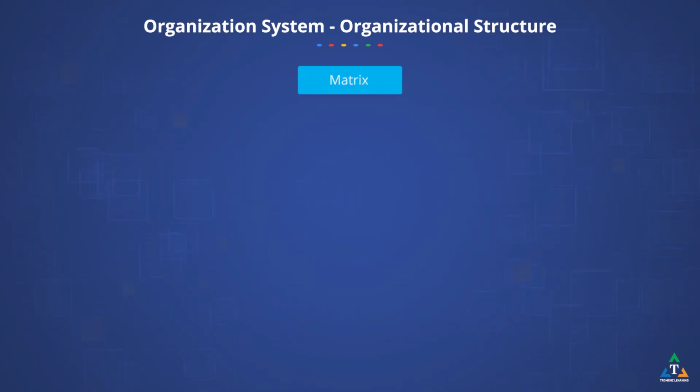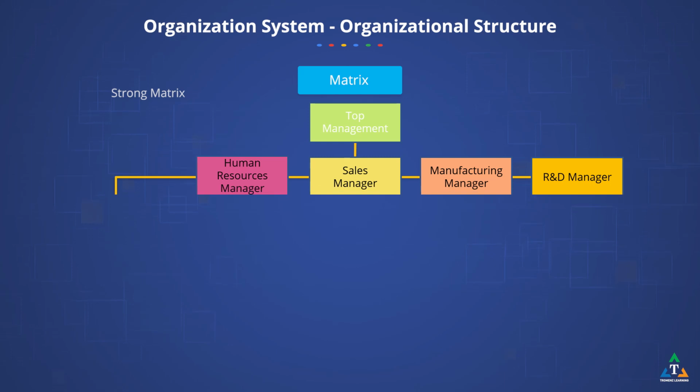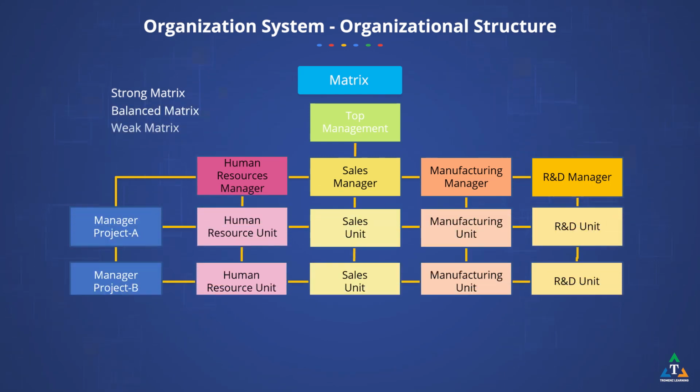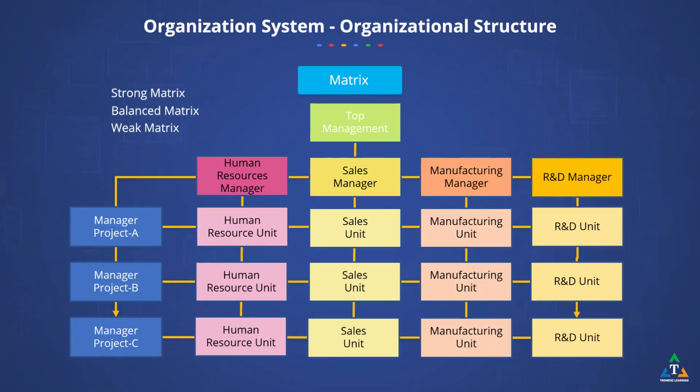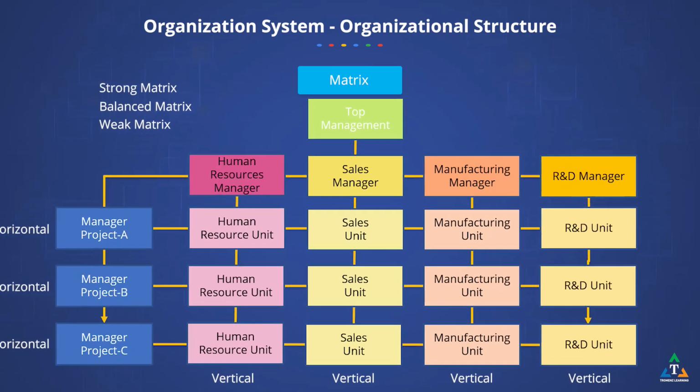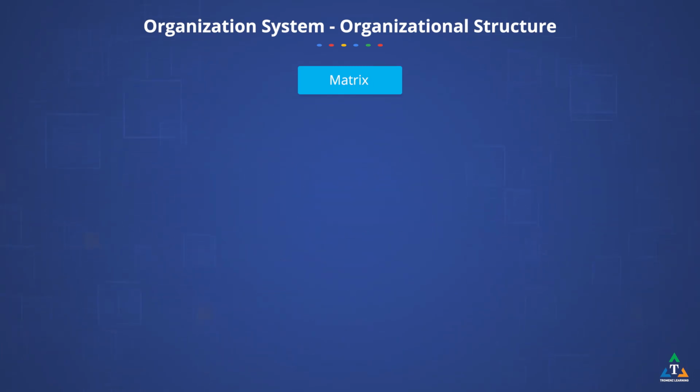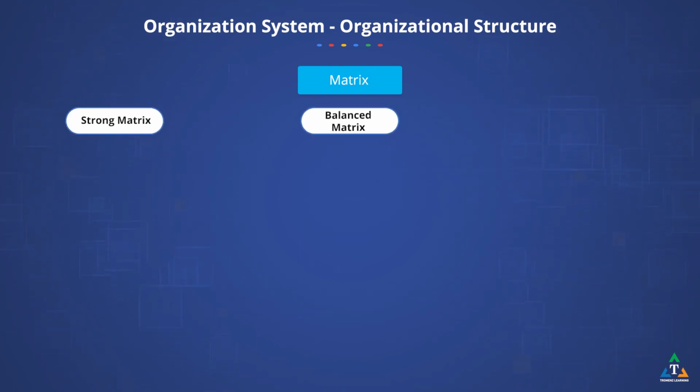Matrix organization structure is a hybrid of a functional and projectized organizational structure. Here you have two common structures, vertical and horizontal. An employee may belong to a functional group but can also work on a project. This structure uses the best of both worlds. A matrix organizational structure can be of three types: strong matrix structure, balanced matrix structure, and weak matrix structure.